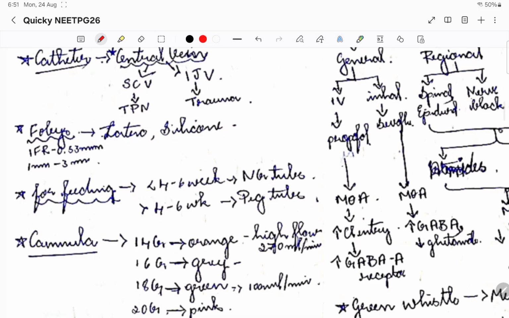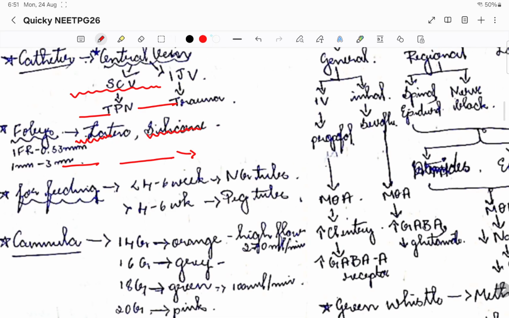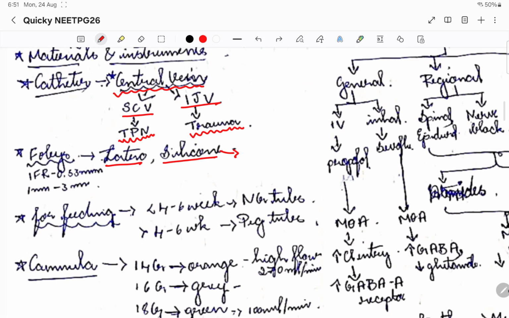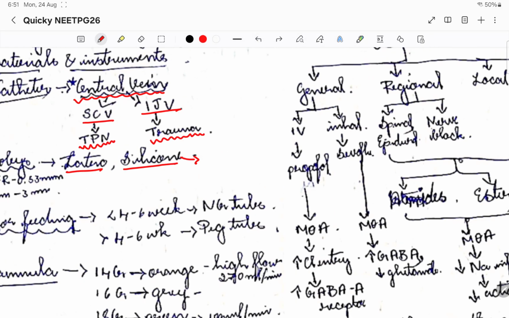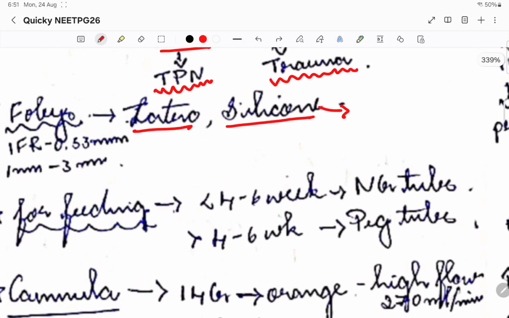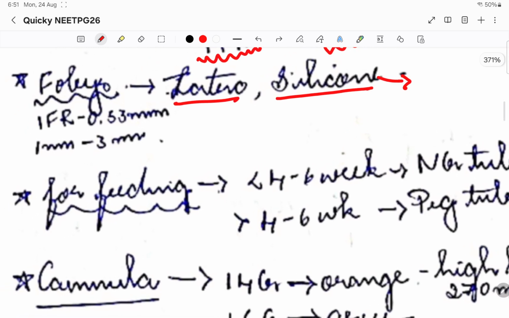So one French is equal to 0.3 millimeters and 1 millimeter is equal to 3 French. Okay, 1 mm is 3 French. I mean, one millimeter will be 3 Frenches.